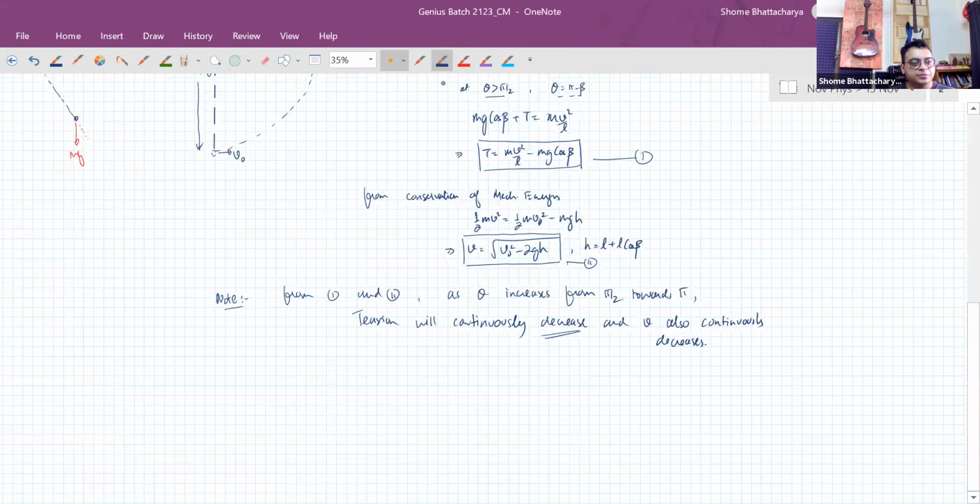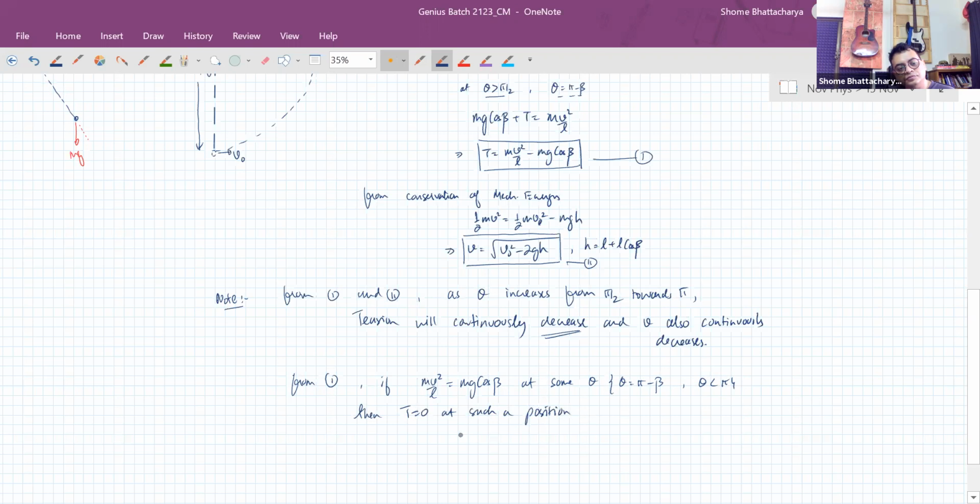Okay, so next let's look at that point. Also from equation 1, if mv square by L becomes equal to mg cos beta at some theta, then tension will be zero at such a position. So tension becoming zero means that the string becomes slack.